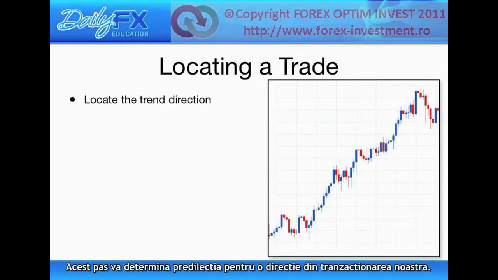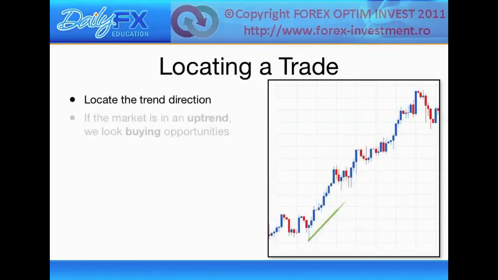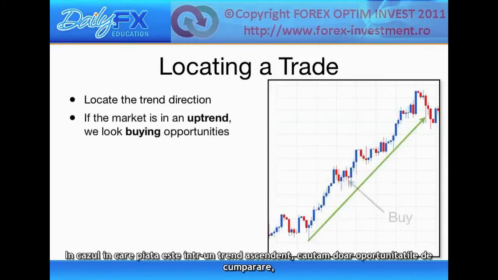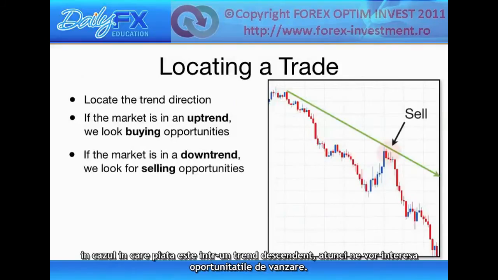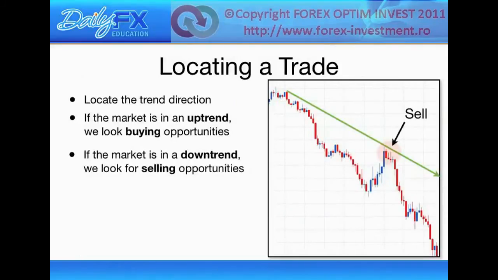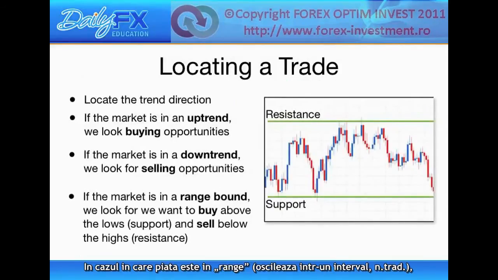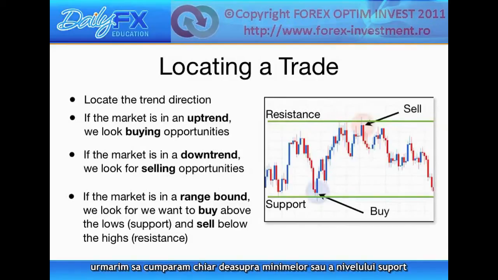This step will determine our trading bias. If the market is in an uptrend, we only want to be looking for buying opportunities. If the market is in a downtrend, then we only want to be looking for selling opportunities. If the market is range bound, we want to buy just above the lows or the support level and sell just below the highs or the resistance level.